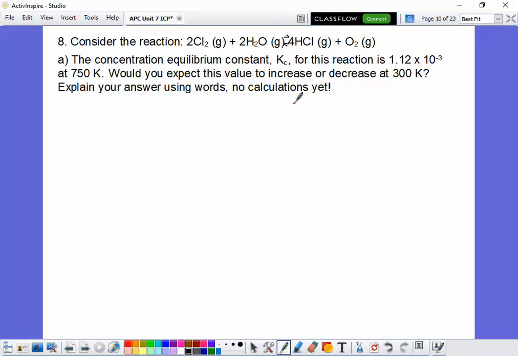My arrows are missing in the reaction on number 8. Yours are fine, but it was just mine that isn't. All right. So consider the reaction 2Cl2 plus 2H2O going to 4HCl plus O2. The concentration equilibrium constant, Kc, for this reaction is 1.12 times 10 to the negative 3 at 750 K. Would you expect this value to increase or decrease at 300 K? Explain your answer using words, no calculations yet.